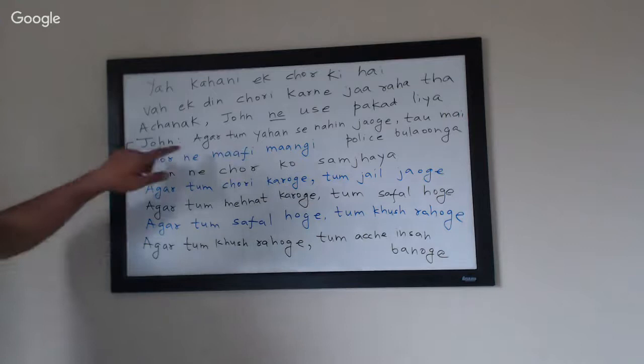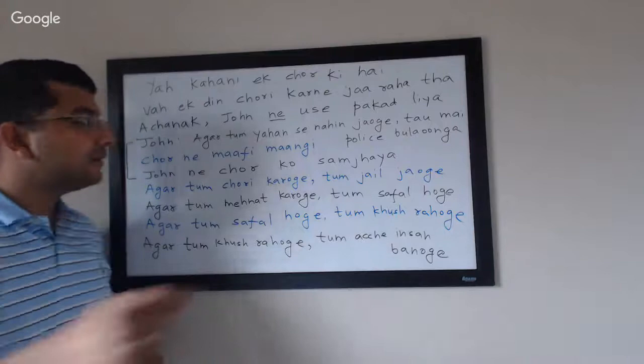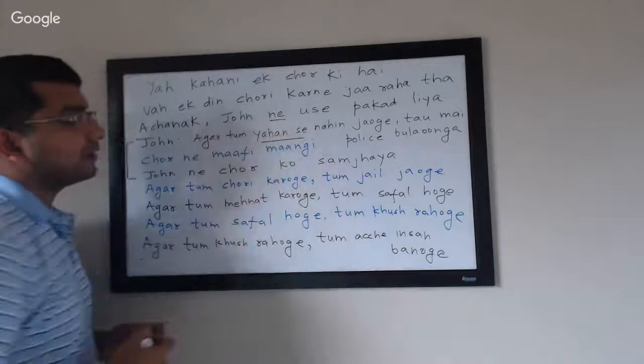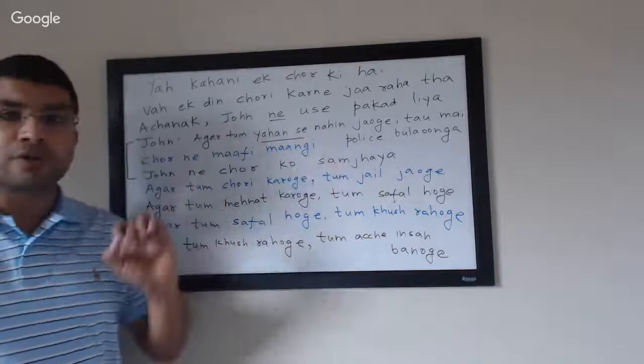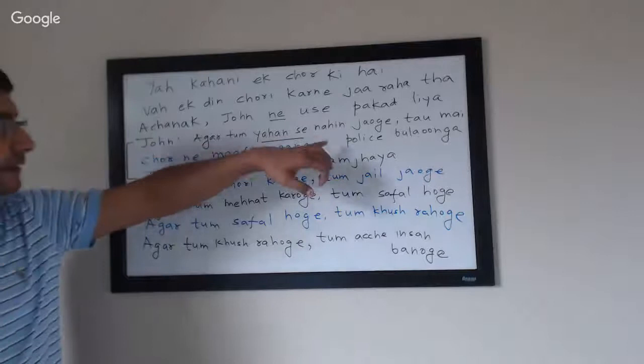So he's saying, agar tum yahan se, from here. Yahan is here, vahan is there. So if you don't go from here, yahan se. Agar tum yahan se nahi jaoge, if you don't leave from here, from that spot. But your sentence is correct. Your understanding is correct, that if the thief doesn't leave, John is going to call the police.